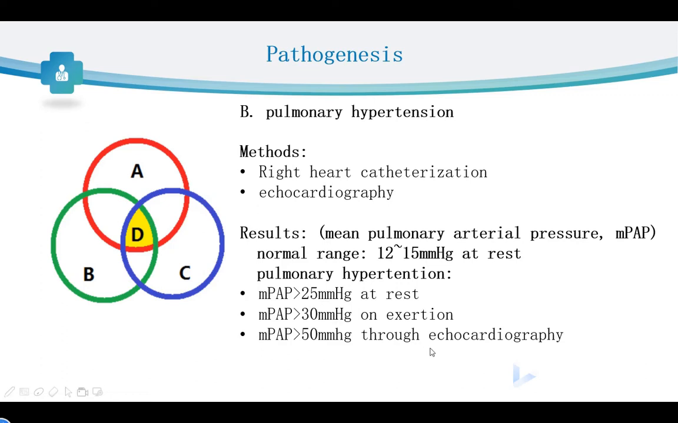But if we choose the echocardiography, only when the MPAP is more than 50 millimeter of the mercury can we confirm the pulmonary hypertension of the patient. That's the auxiliary examinations for the pulmonary hypertension. And now let's think about this question. Why did the pulmonary hypertension occur?